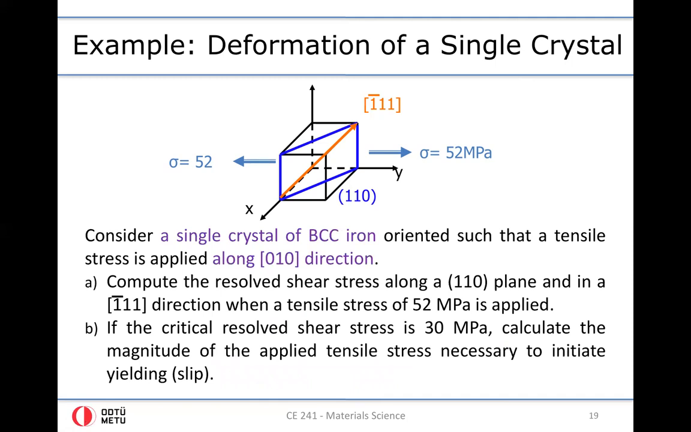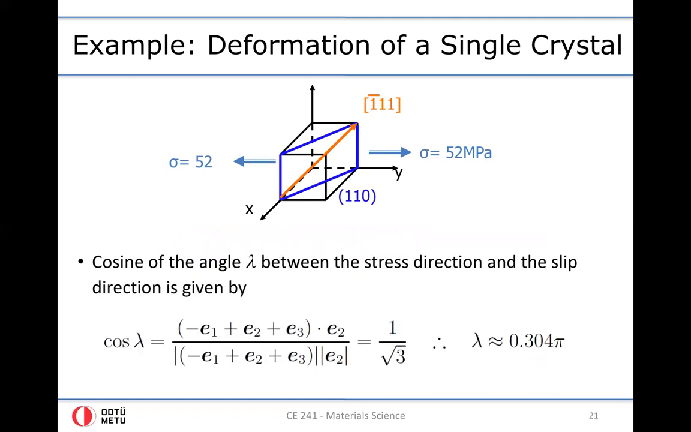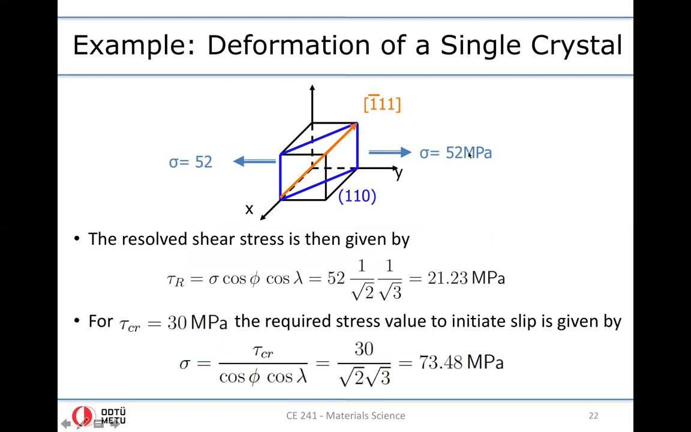In part B of this question, we are asked to calculate the magnitude of the applied tensile stress that is necessary to initiate the plastic slip. That means if the critical resolved shear stress is 30 megapascals, calculate the magnitude of the or the amount of the uniaxial stress that needs to be externally applied to initiate a plastic flow. So if it is 30 megapascals, obviously 52 would not generate it because 52 generates the resolved shear stress, which is 21.23. That is calculated in part A, which is smaller than the critical resolved shear stress.